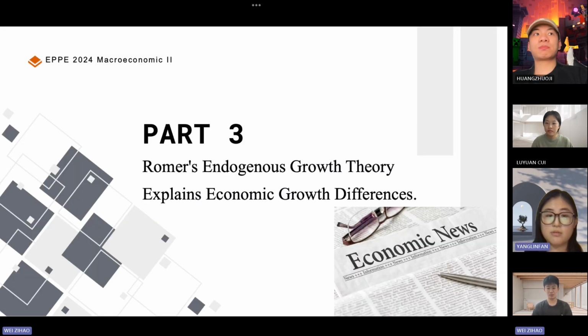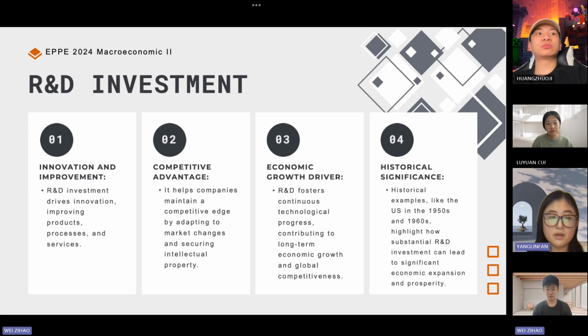My part is about Romer's endogenous growth theory and explaining economic growth differences. Move to the next page. R&D investments. The first one is innovation and improvements. R&D investments drive innovation, improving products, processes, and services. And the second one is competitive advantage. It helps companies maintain a competitive edge by adapting to market changes and securing intellectual property. And the third one is about economic growth driver.